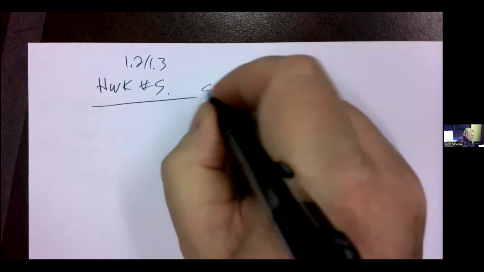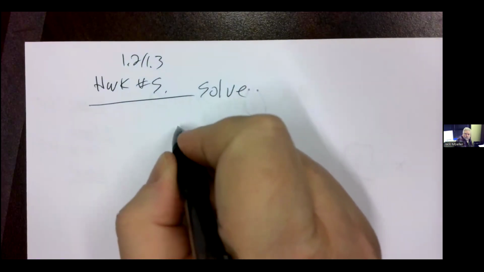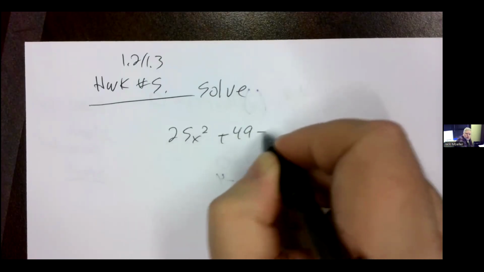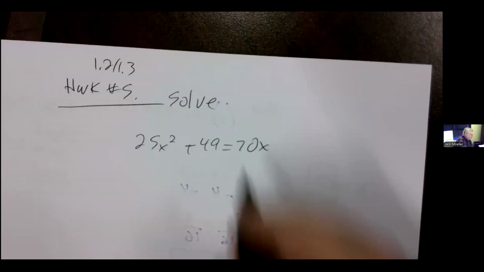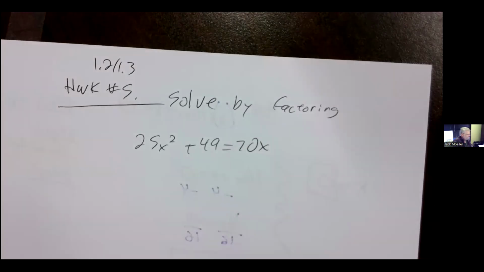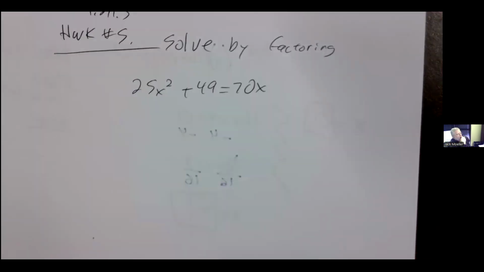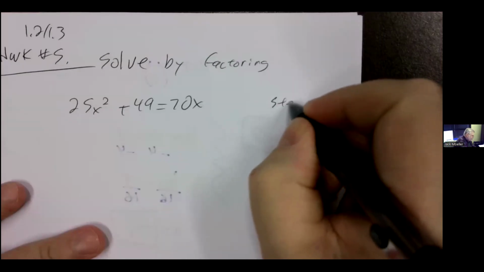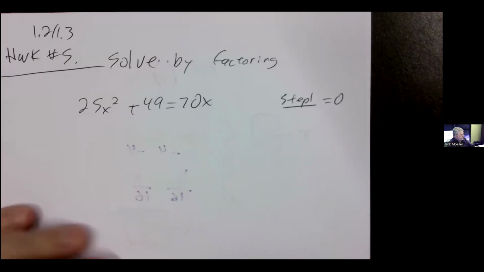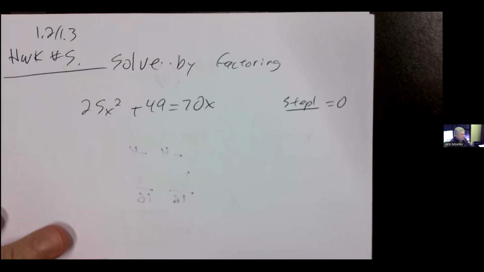The 1.2, 1.3. So we're solving 25x squared plus 49 equals 70x. We're going to solve by factoring. All right, so what is the first step? Anytime you're solving by factoring, Step 1 has to be equal to 0. This is not equal to 0. So we have something to do on step 1.